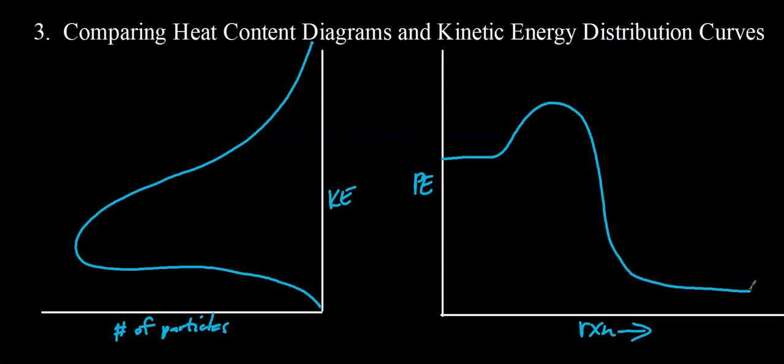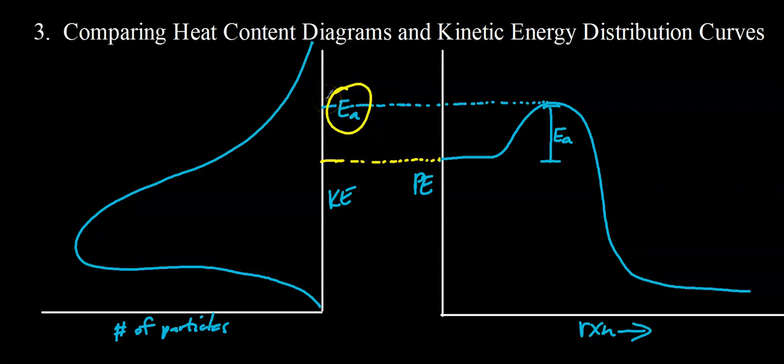All right, so here's what I want to do. Again, remember, this is our activation energy. So let's go all the way over here, and that corresponds to the activation energy on this graph. I'm going to show that in a different color. If we take the energy of the reactant and go over to here on our kinetic energy distribution curve, the reactants don't have enough energy to react. Remember, they need a minimum amount of energy to react.